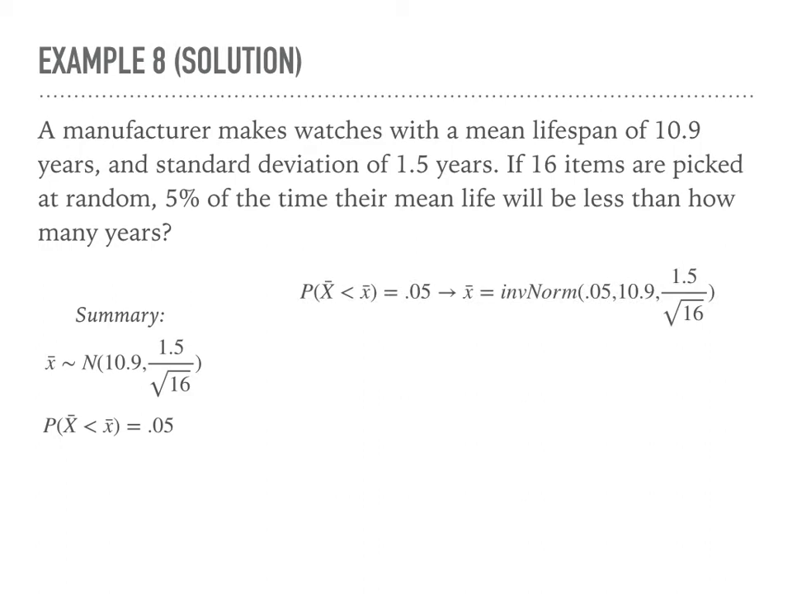Again, making the assumption that it's normally distributed. So using the inverse norm function, we have an area of 0.05 to the left, a mean of 10.9, and a standard deviation of 1.5 divided by the square root of 16. So 5% of the time, the mean life will be less than 10.3 years.